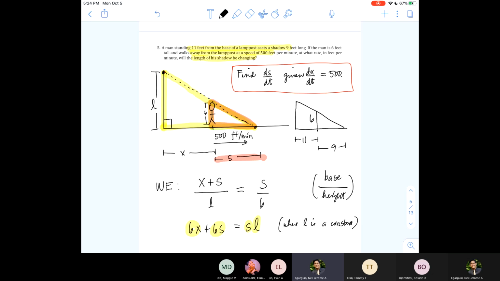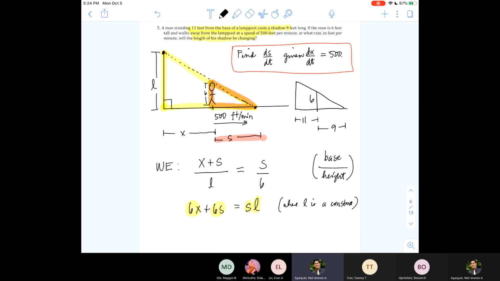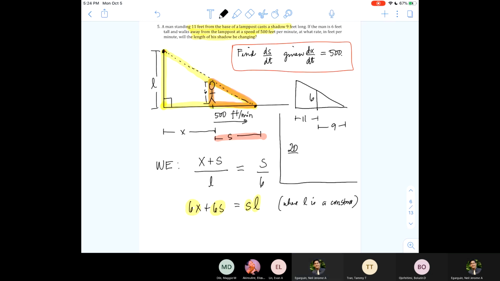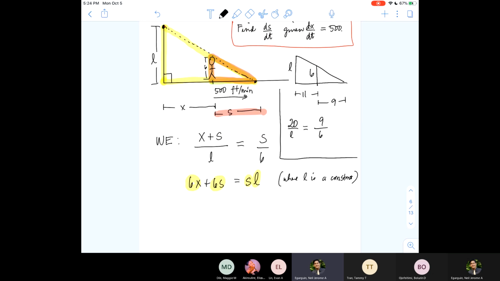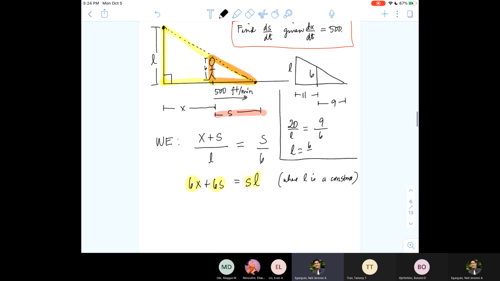So then we can apply the same principle. We can do the similar triangle thing. Just erase this and obtain the following relation. The base of the big triangle is 20 all over L, the unknown length of the lamppost, equals the base of the smaller triangle, which is 9, all over the height of the small triangle, which is 6. So this tells us that the length is what? 6/9 times 20.